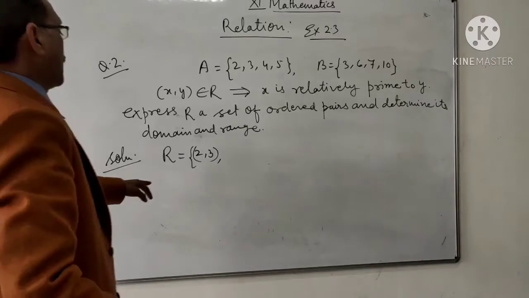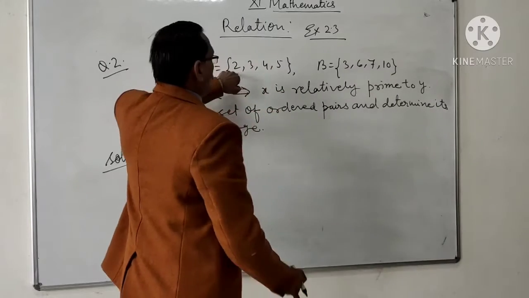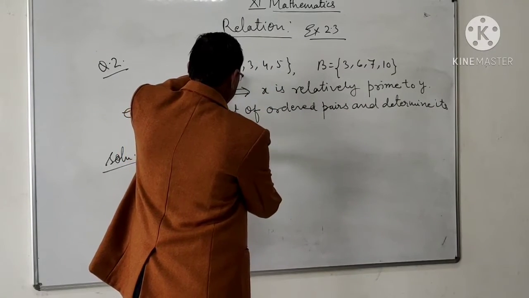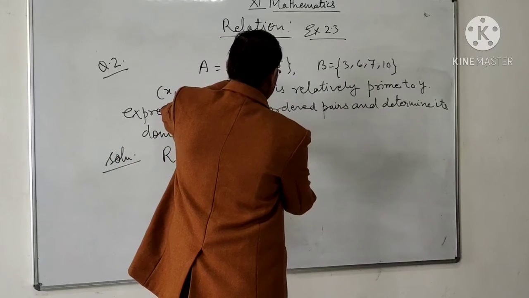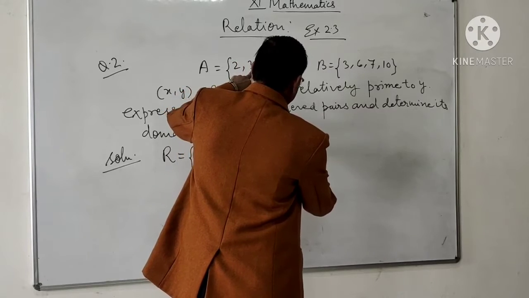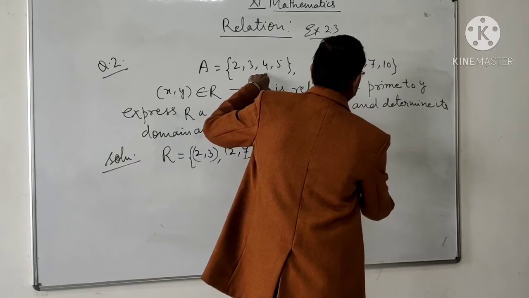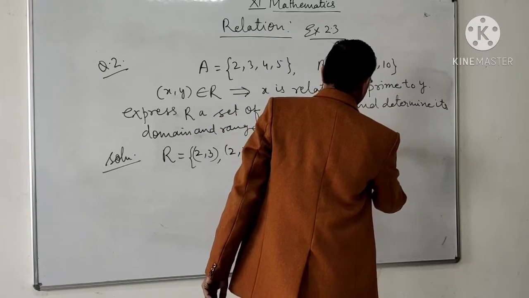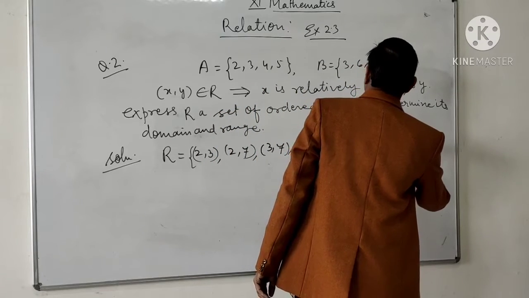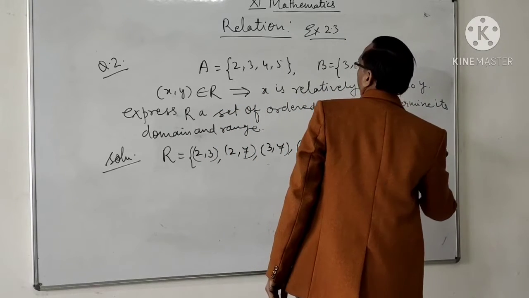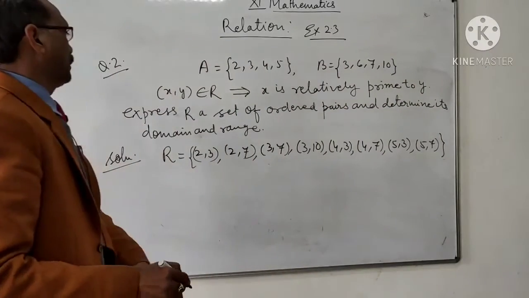So student, let us find the numbers which are relatively prime. 2, 3, 2, 7, then 3, 7, 3, 10, 4, 3, 4, 7, then 5, 3, 5, 7. So these are the numbers which are relatively prime.